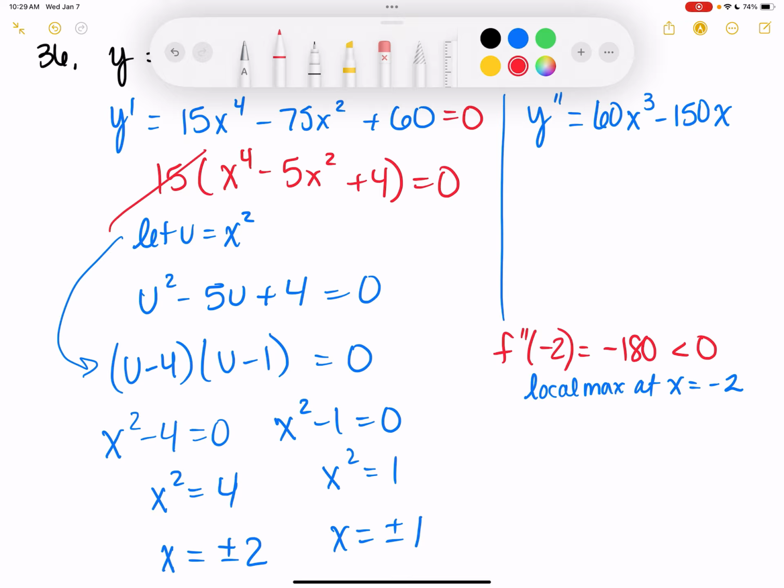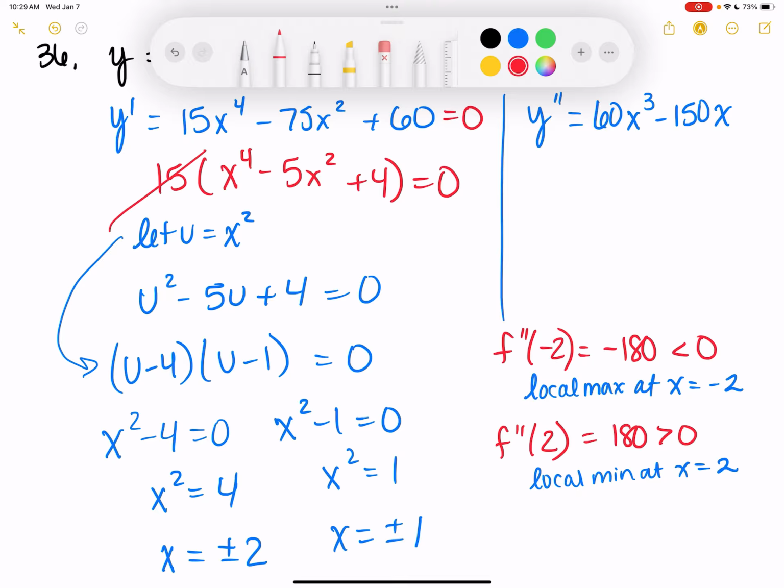I have f double prime of 2. Essentially, that just gives me 480 minus 300, so that's going to be a positive 180, which is greater than 0, so that means that that's a min at x equals 2.